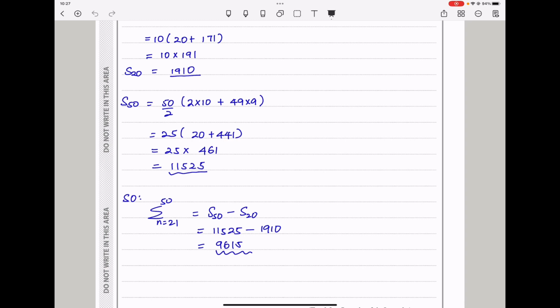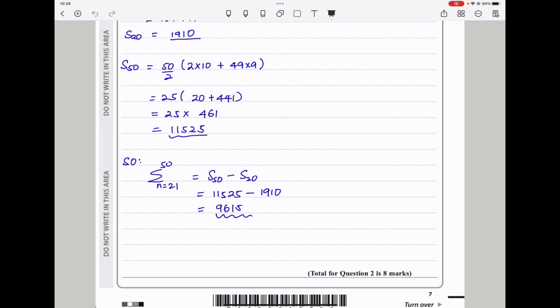So the difference between the two is going to be 11525 minus 1910, which is 9615, and that is the answer to question 2. Moving on.